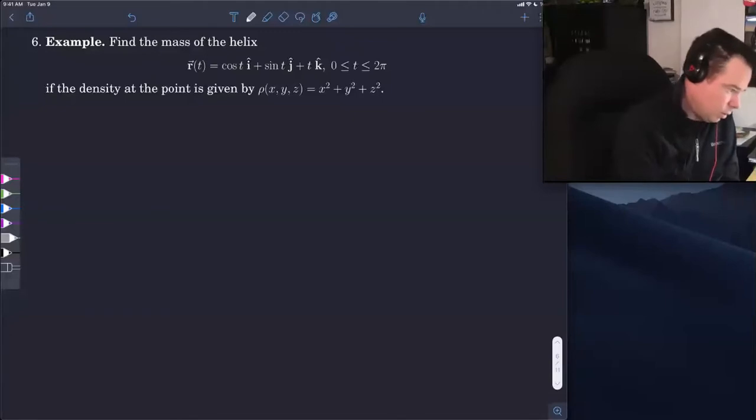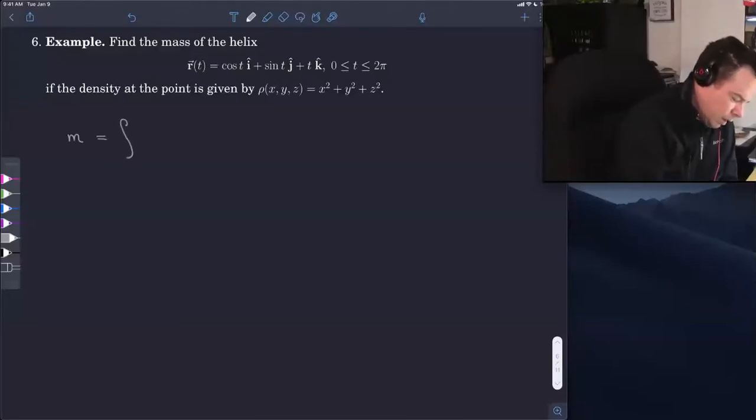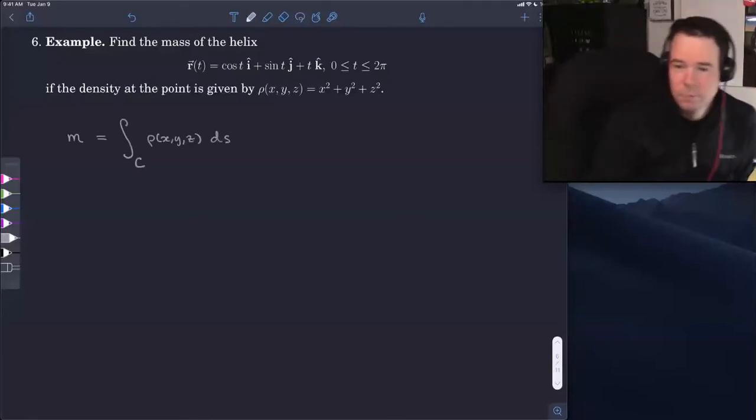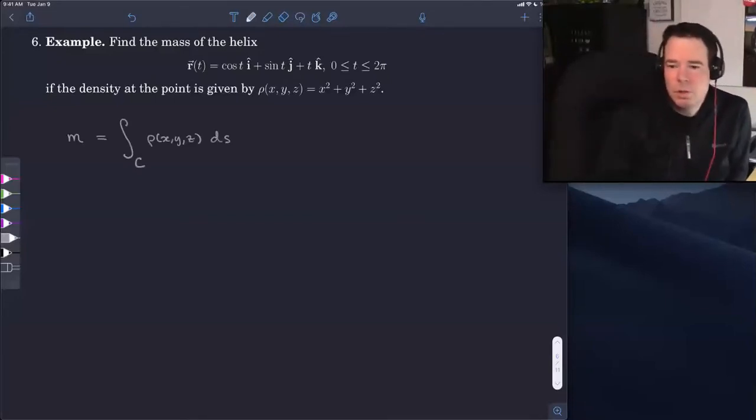So what we'd like to do is find the mass of the helix. The mass of the helix is going to be given by integrating the density function, rho of x, y, z, with respect to its arc length, so that's ds. And this goes over the curve c, from t equals 0 to 2 pi. So we're integrating this density function over the curve.